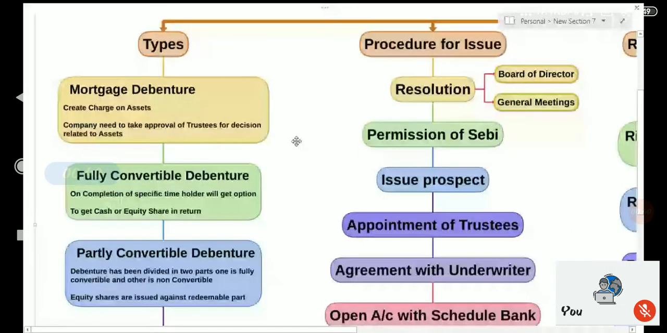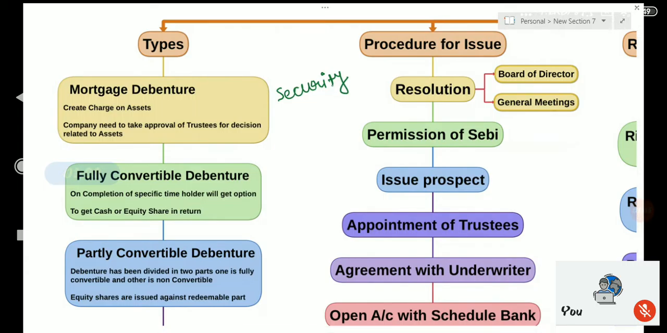First of all, types of debenture. Basically, types of debenture are divided into two parts. One is based on convertibility and one is based on security. See, here is the type which is based on security. Mortgage debenture. All those debentures which are considered mortgage debentures have some charge on assets.